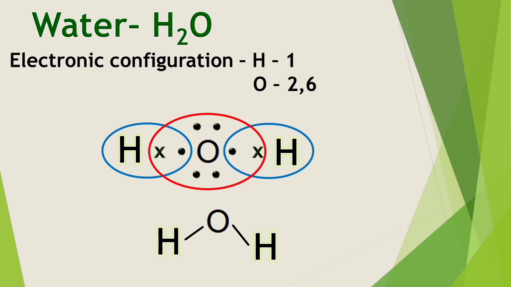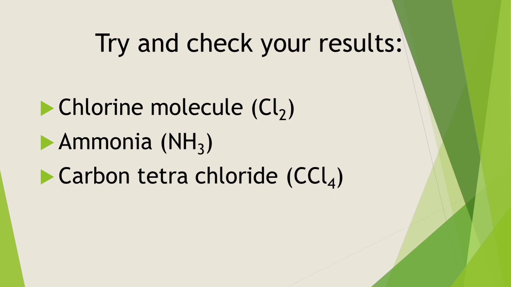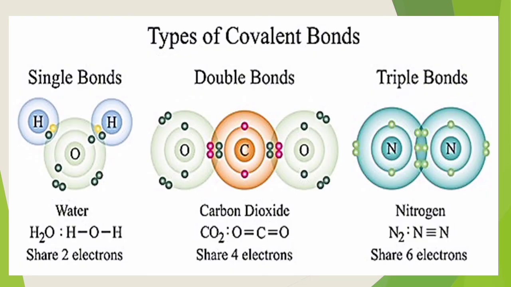You can also try the formation of chlorine, ammonia and carbon tetrachloride and check your understanding level. Always write the electronic configuration first and understand how many electrons are required by each atom. Also, try to place the atoms symmetrically. In the next video, I'll be uploading the formation of chlorine, ammonia and carbon tetrachloride where you can check your results. So I hope that you have understood the 3 types of covalent bond and the formation of carbon dioxide and water molecule.